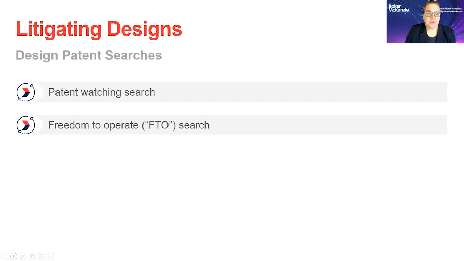Freedom to operate searches are another kind of search that you can use in the design patent litigation space. These can also be called patent infringement searches. These are used for design patents in a similar way that they're used for utility patents. These searches can show you, for example, what type of designs might exist that are similar to your existing product designs and help your company strategize on how to adapt your own product designs moving forward to make sure that you're minimizing risk of infringement.